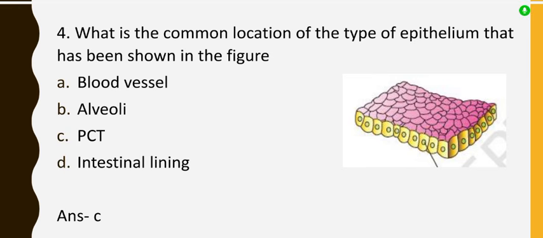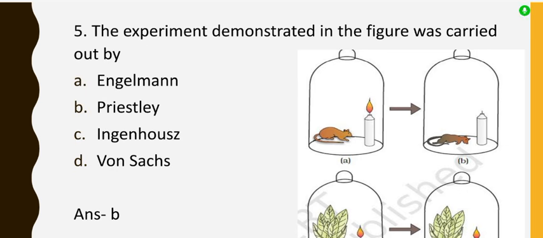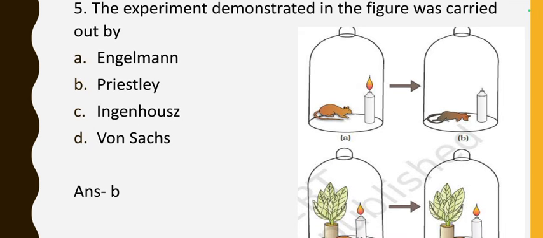What is a common location of the type of epithelium that has been shown in the figure? And it is PCT, proximal convoluted tubules in the nephron. The experiment demonstrated in the figure was carried out by Priestley. Bell jar experiment performed by Priestley.